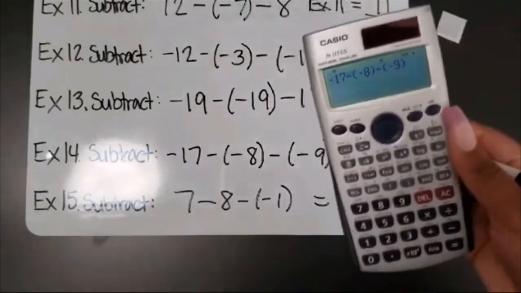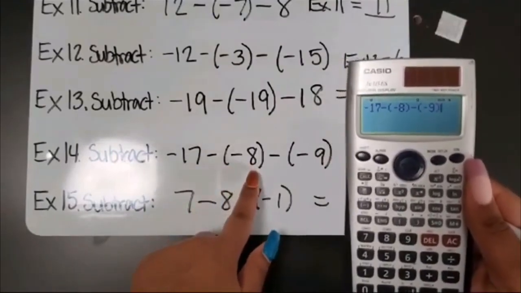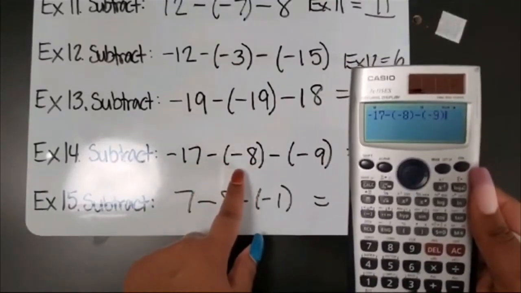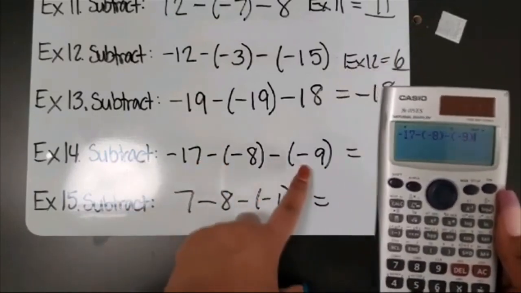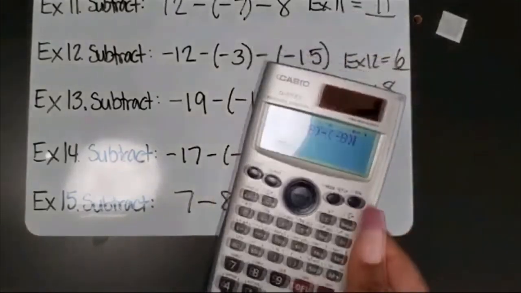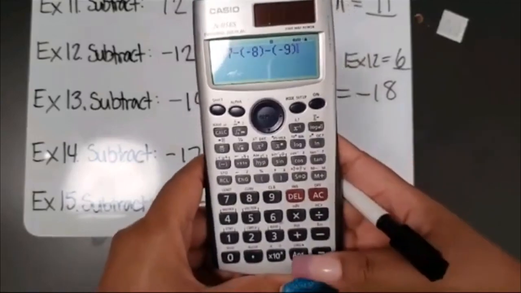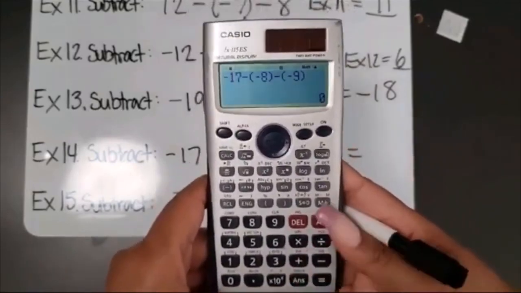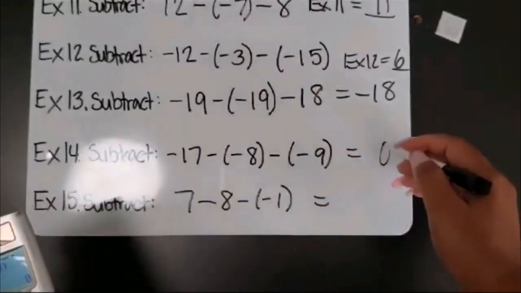So if you just remember that when you subtract a negative, you get plus 8. Well, if you subtract the negative, it is plus 8. And if you subtract the negative, it is plus 9. That will kind of help you when you're trying to enter everything into the calculator. So let's hit enter. And we got 0 again. So the answer is 0.